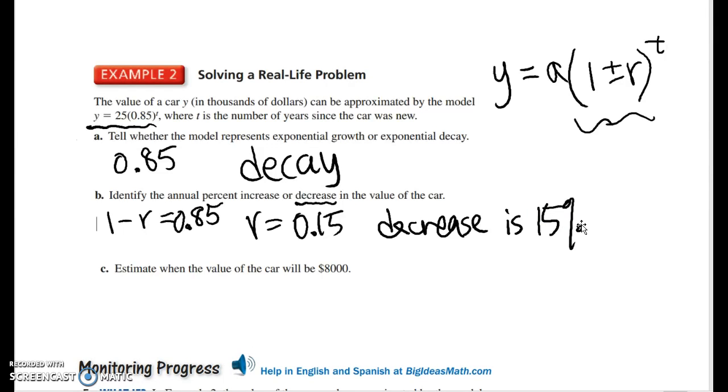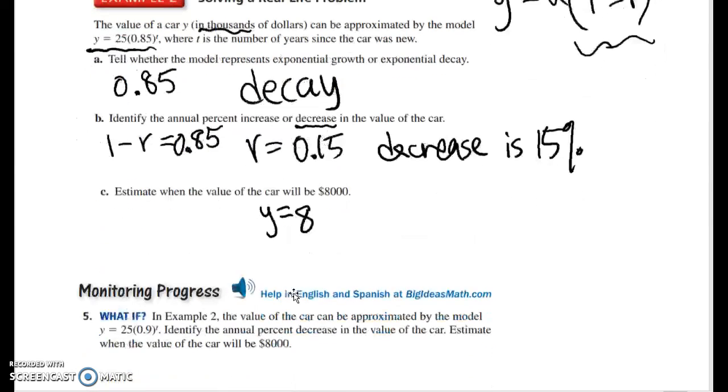For part C, we want to estimate the value when the car will be $8,000. And remember, we're in thousands of dollars. So that means my Y value is just going to equal 8. And we're going to use our calculator here. So we're going to do this in class tomorrow. So you can leave that blank and we'll finish that in class tomorrow.